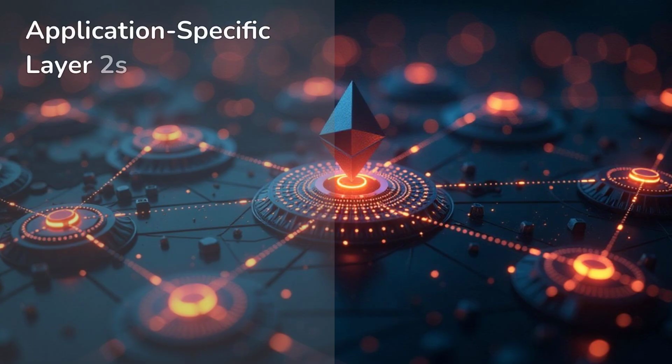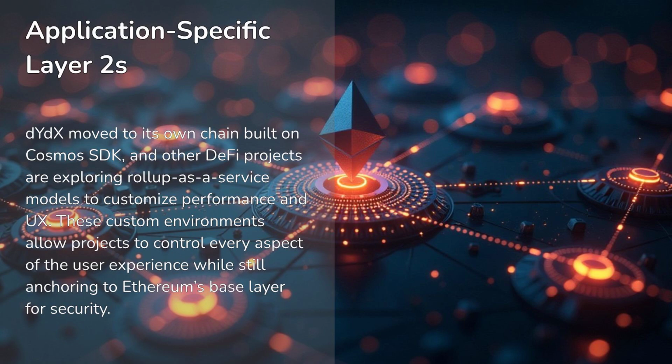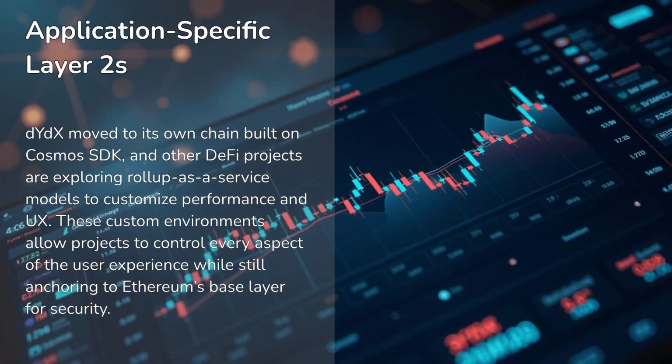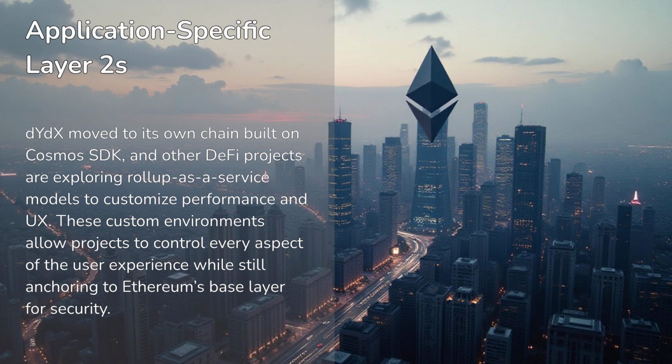Another interesting trend is the rise of application-specific Layer 2s, chains built for a single DApp or platform. For example, DEED has moved to its own chain built on Cosmos SDK, and other DeFi projects are exploring rollup as a service models to customize performance and UX. These custom environments allow projects to control every aspect of the user experience while still anchoring to Ethereum's base layer for security. This approach is becoming more attractive as competition grows and user expectations rise. Projects want faster, cheaper, smoother interfaces, and general-purpose Layer 1s can't always deliver that.